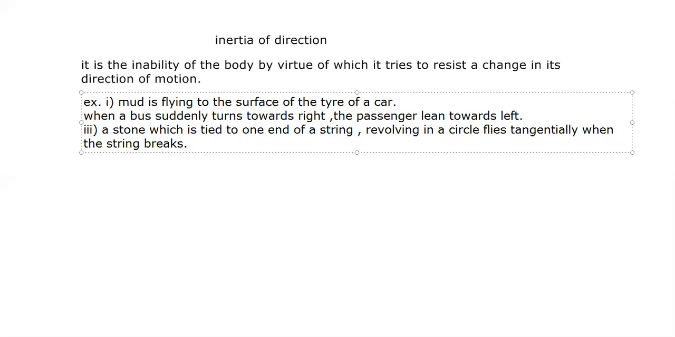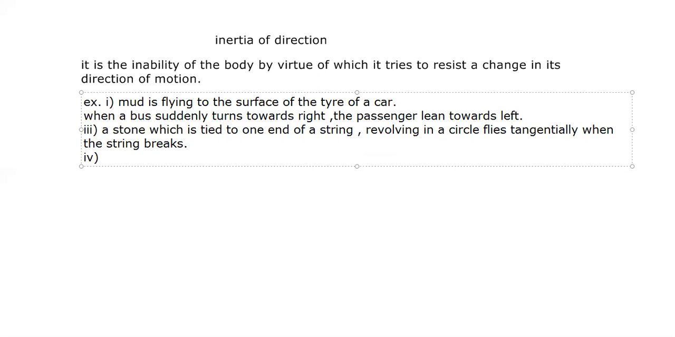All of these examples explain inertia of direction. When a bus suddenly turns towards right, the passenger leans towards left. Mud always flies off the surface of the tire of the car tangentially. A stone tied to one end of a string revolving in a circle, if the string is cut, always moves tangentially. Like in Diwali, when you all explode a chakar ginni, a firecracker.